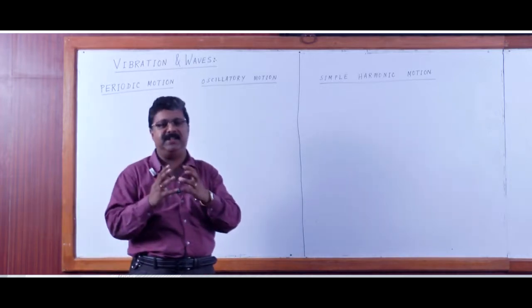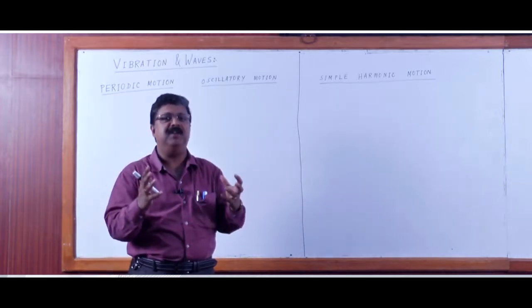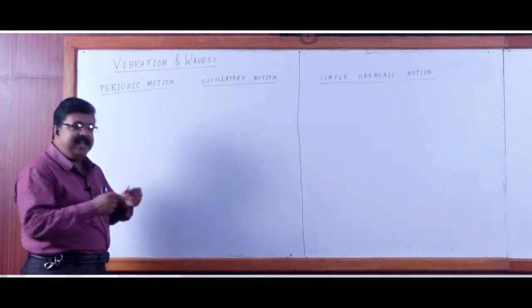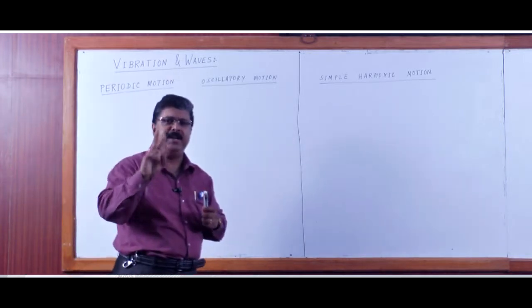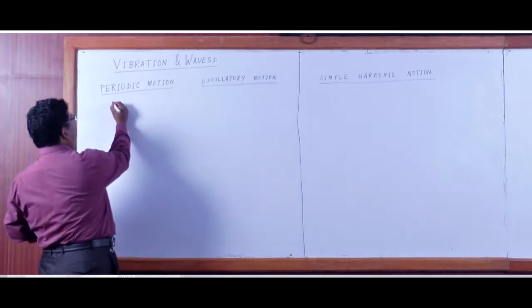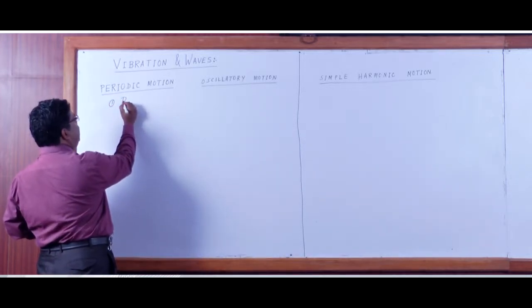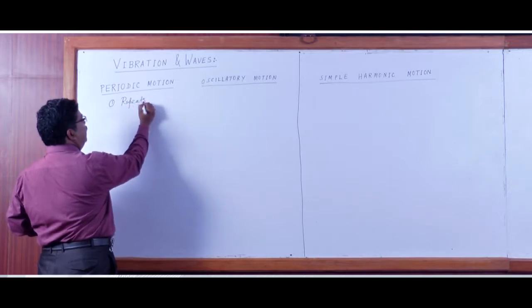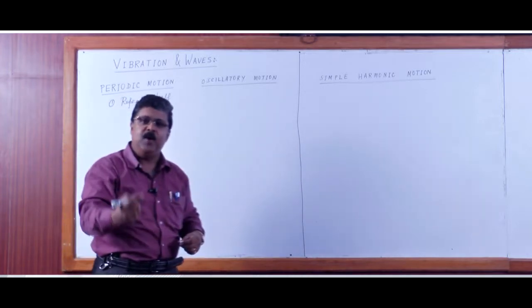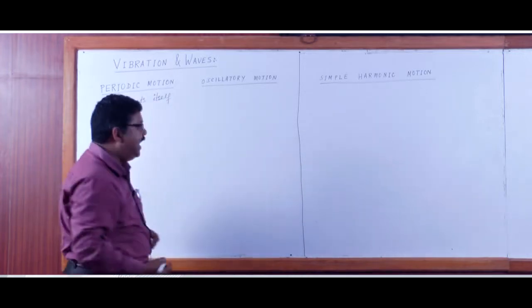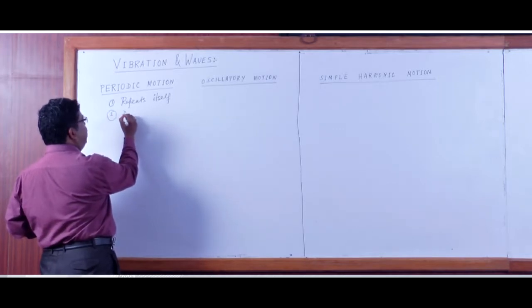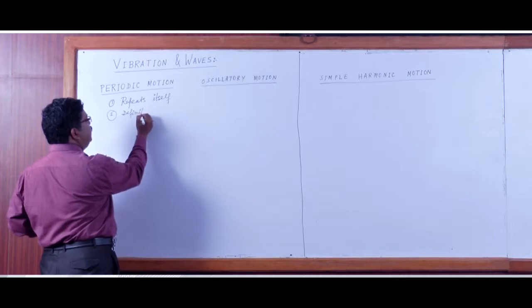These are the fundamental concepts without which we will not be in a position to understand the further aspects of vibration and waves. Now, in any periodic motion, there are primarily two important characteristics. Number one, this motion repeats itself. So, the same type of motion occurs again and again. And the second important point is, this occurs after a definite time interval.